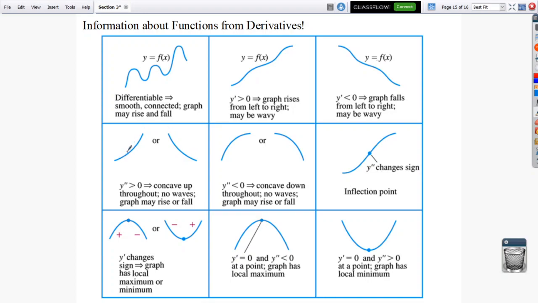You've got concave up and increasing. You've got concave up and decreasing. If the second derivative is less than 0, it's concave down. So here's concave down and increasing, and concave down and decreasing. An inflection point is where we change concavity, either from concave up to concave down or vice versa. If y prime changes sign, then you have a local max or a local min. If y prime equals 0 and y double prime is less than 0 at a point, the graph has a local max. If y prime equals 0 and y double prime is greater than 0, we have a local min.